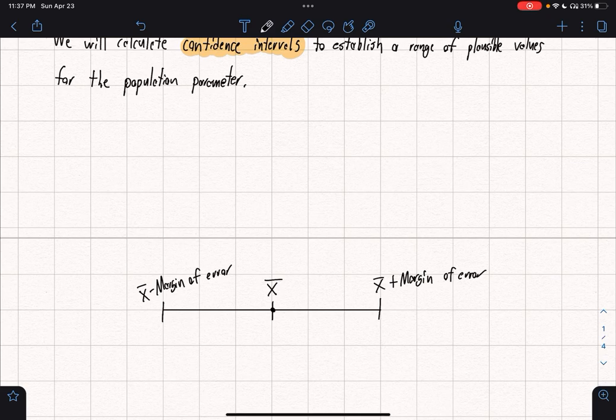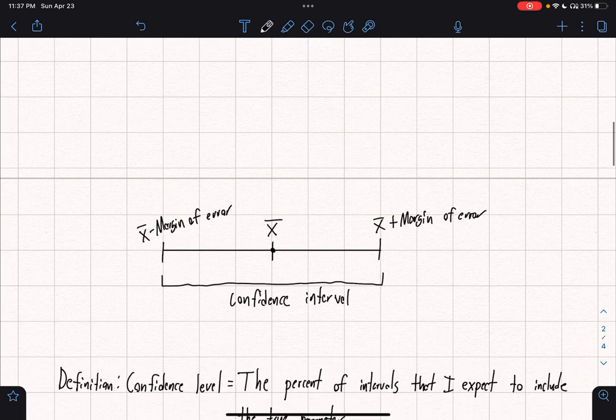Now when we do this, we're creating our entire interval, our confidence interval. So this whole range we're going to call our confidence interval. And this is what we're saying whenever I say a range of plausible values for the mean: it is going to be x bar plus or minus a margin of error. So let's define a couple things.